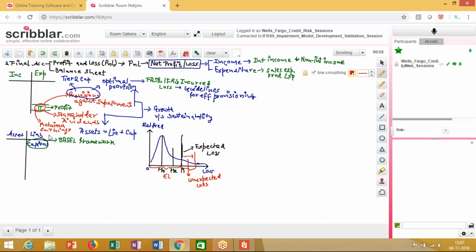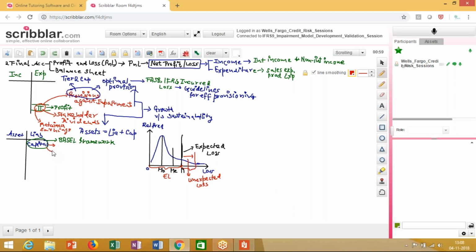So the question that comes out is that unexpected losses are absorbed by capital, but what type of capital? Now, when I'm talking about capital, let us try to understand what the different types of capital are, and how the bank's capital structure would be designed.